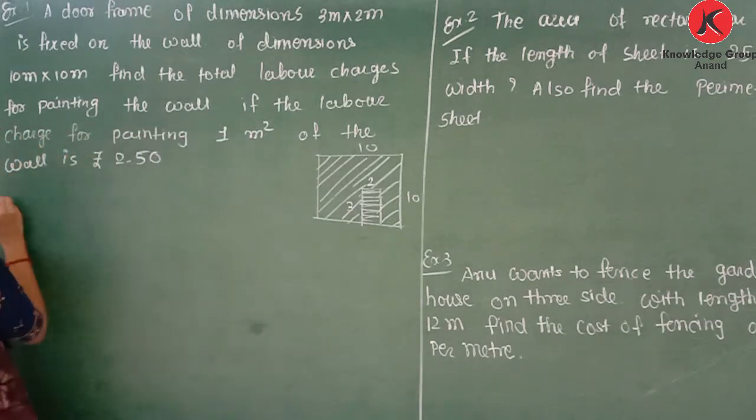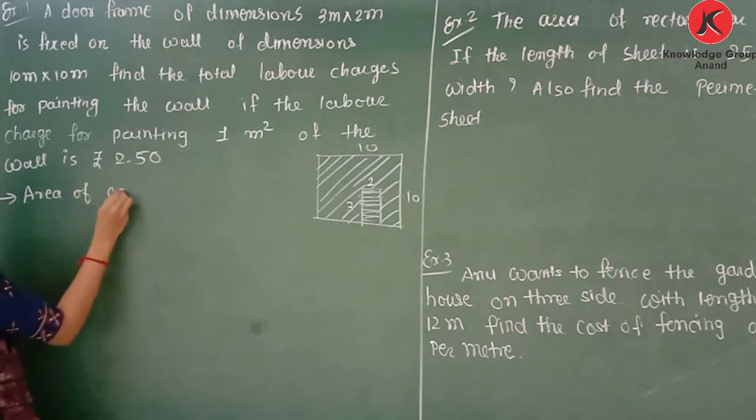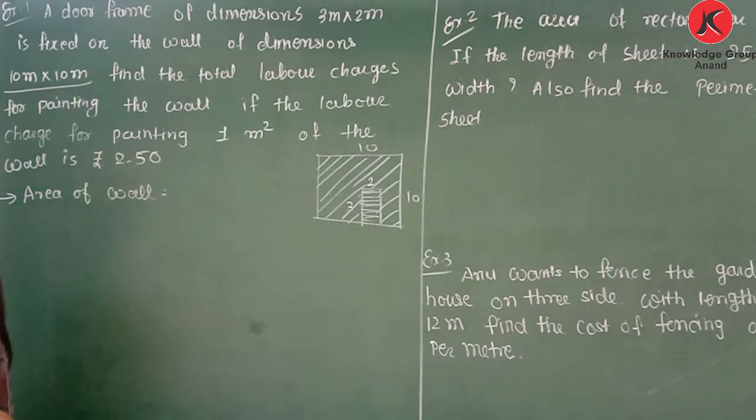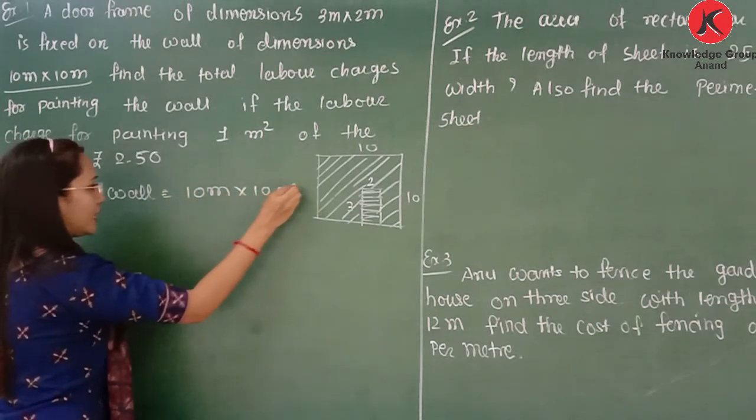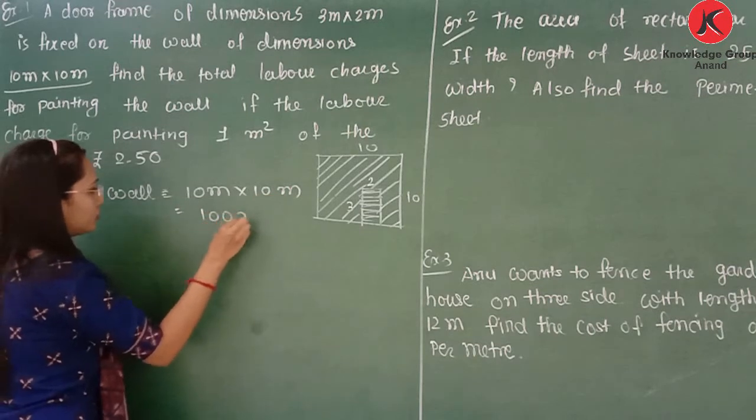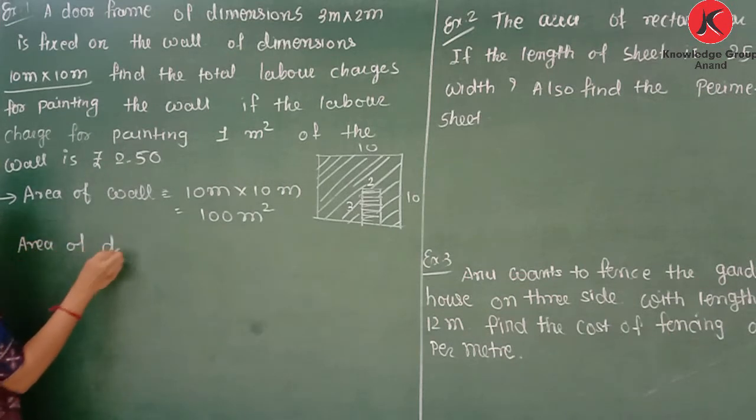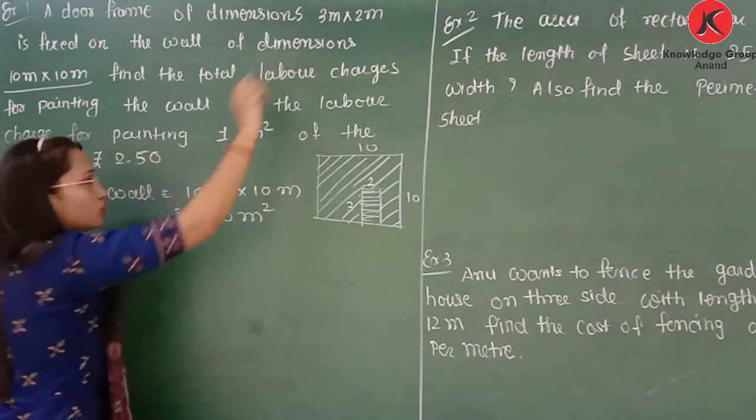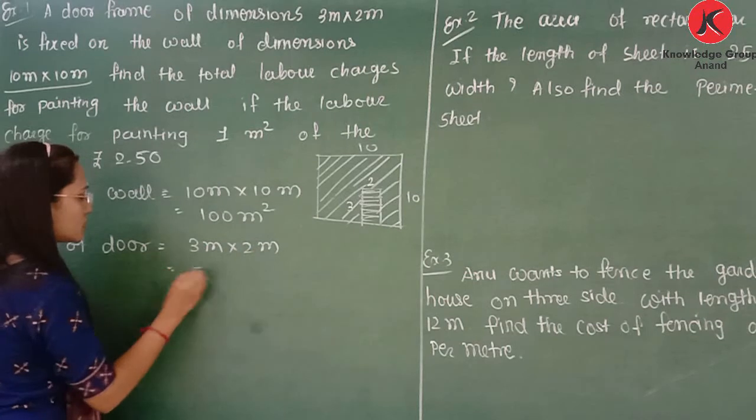So let's find the area of the wall. Now you can see 10 meter and 10 meter. So that is 10 meter multiplied by 10 meter, so it is 100 meter square. Area of the wall is 100 meter square. Area of the door: the wall is a square and the door is a rectangle, because the two sides are different. So 3 meter multiplied by 2 meter, that is 6 meter square.